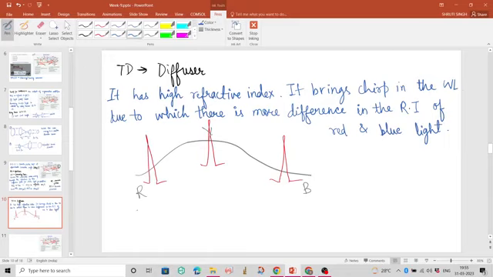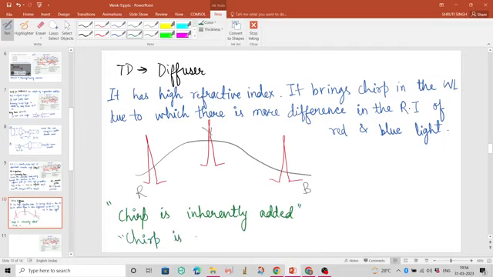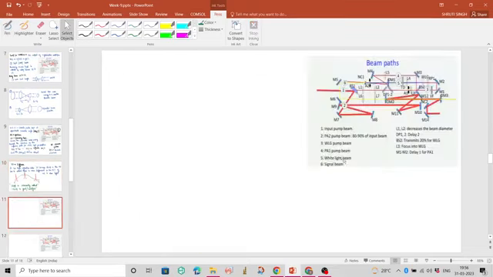Here I will write chirp is inherently added, and in this case chirp is good or helpful. Okay, so now let's look at the path again.